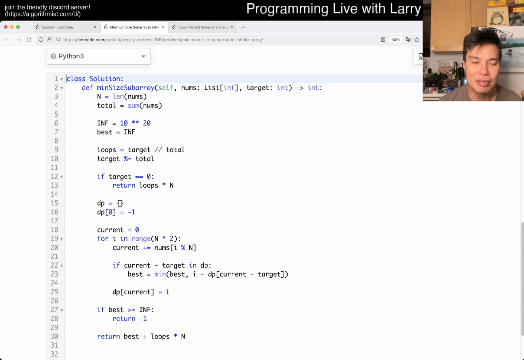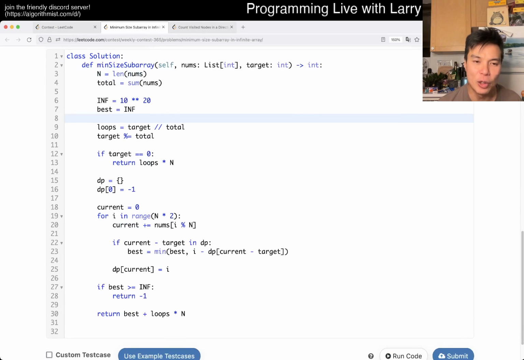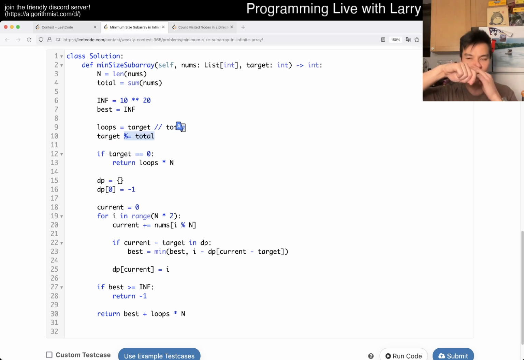So given n, we have total equal to the sum. This is just infinite sentinel values. And then the loops is just the number of targets that this can do, right? And then for the target, after that we mod by the total, because that's the remainder of the total loops. If the target is equal to 0, that means the loops fit perfectly.